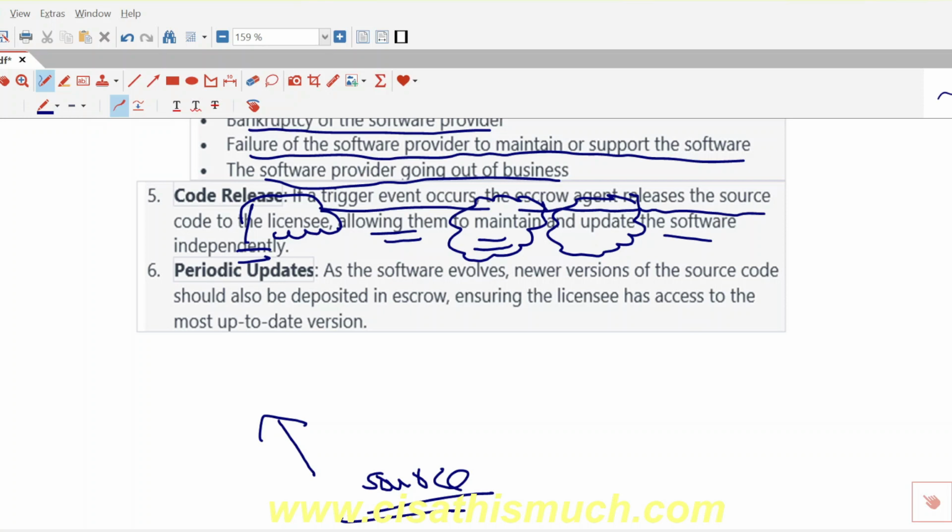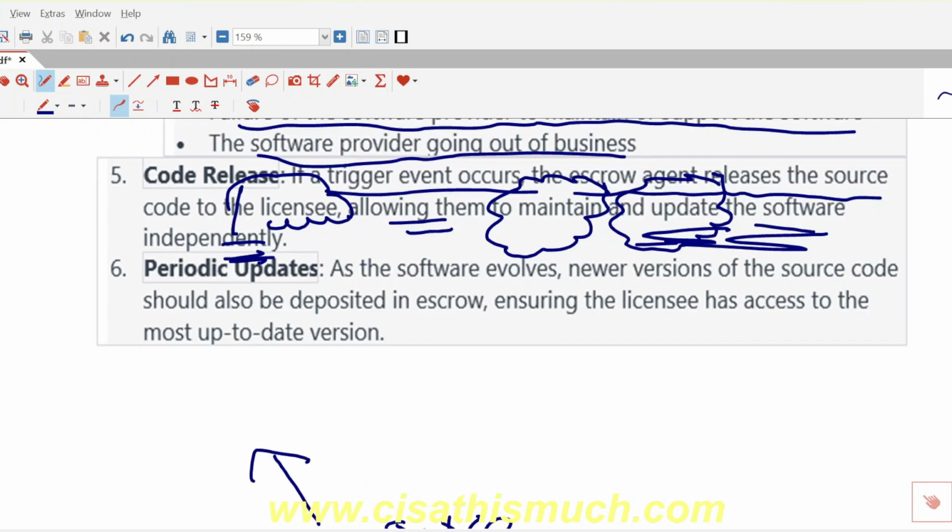Understand one thing, I am giving you access to the source code so that your business doesn't get hampered. Hey licensee, I'm the agent, right? The time has come that I need to release this source code because some condition got triggered, right? The licensor may not be able to fulfill his responsibility. I'm giving you the source code, but mind you, you cannot resell, you cannot redistribute. I am giving it for business continuity, so that you can maintain and update the software independently, but you cannot resell. You haven't become the owner of it, correct? So this is what I'm trying to say over here.